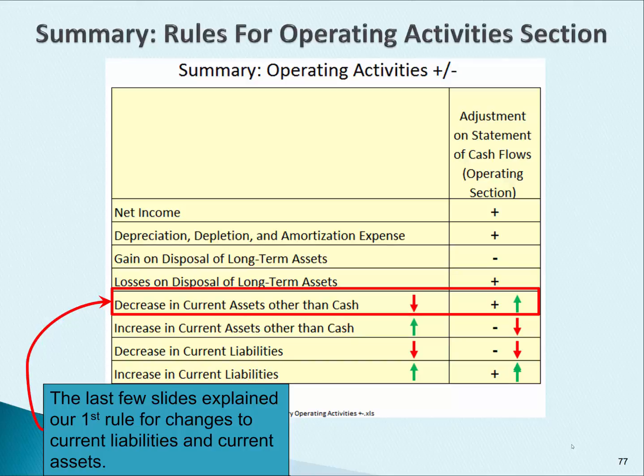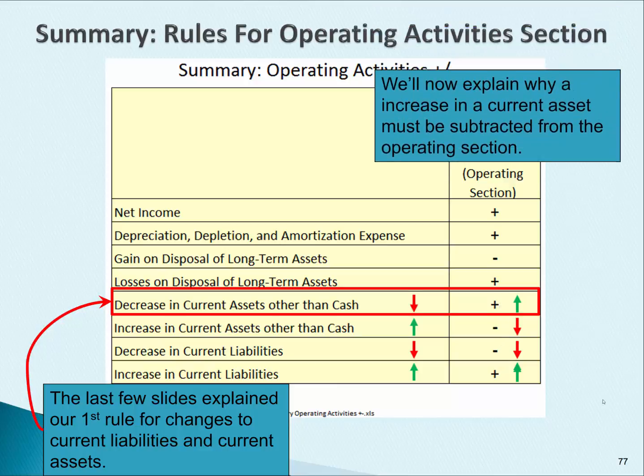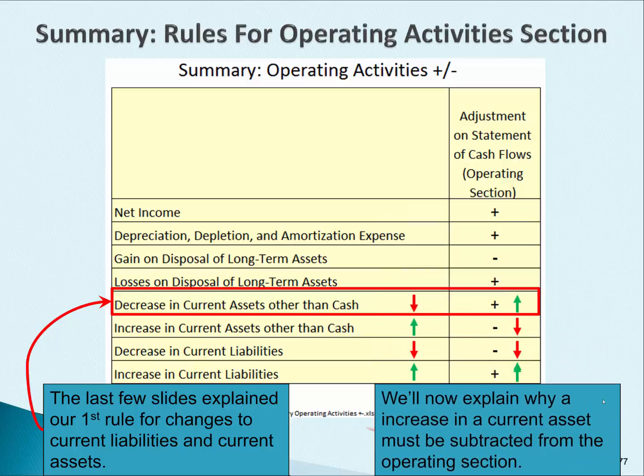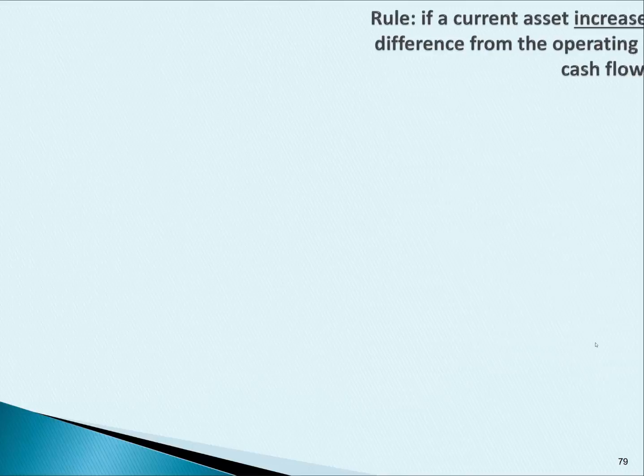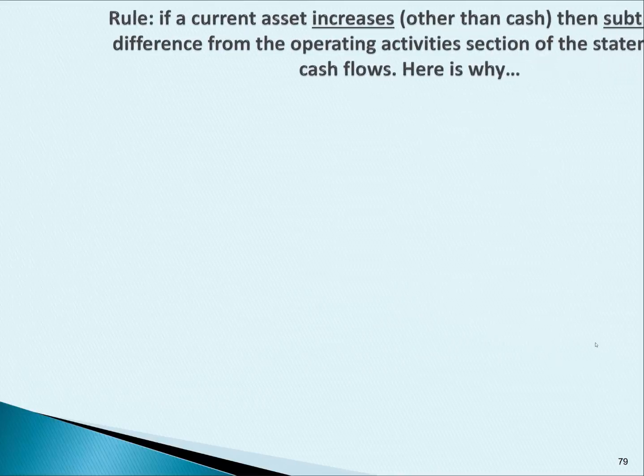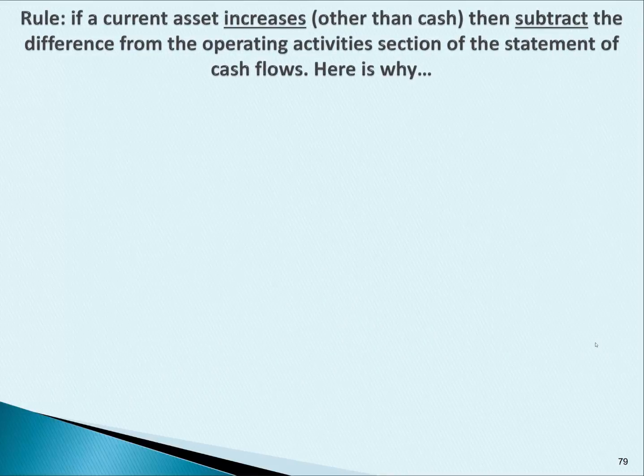Now that we've explained why a decrease in current assets causes an increase in cash flow, we're now going to explain why an increase in current assets causes a decrease in cash flows. So the rule is, if a current asset increases, then subtract the difference from the operating activity section of the statement of cash flows. And we'll explain why.